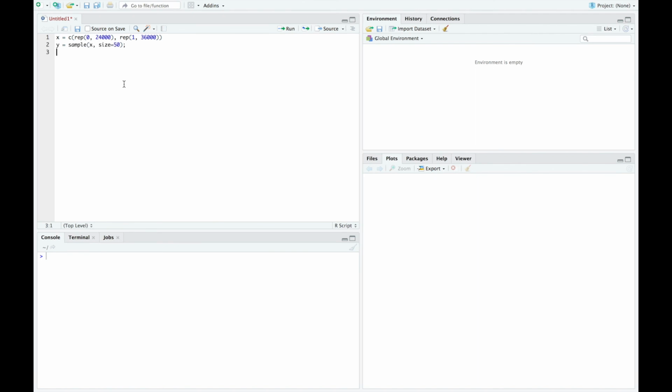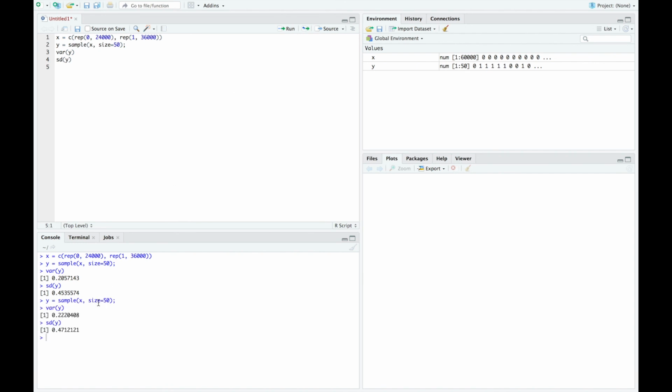I'm then going to let Y be equal to a sample from this population X, and I'm going to want the sample to be of size 50. And I'm actually going to output two numbers, var of Y, that will be the variance, and sd of Y, that will be the standard deviation. I can see that my first sample has a variance of about 0.2057, a standard deviation of 0.45355. And I can continue this.